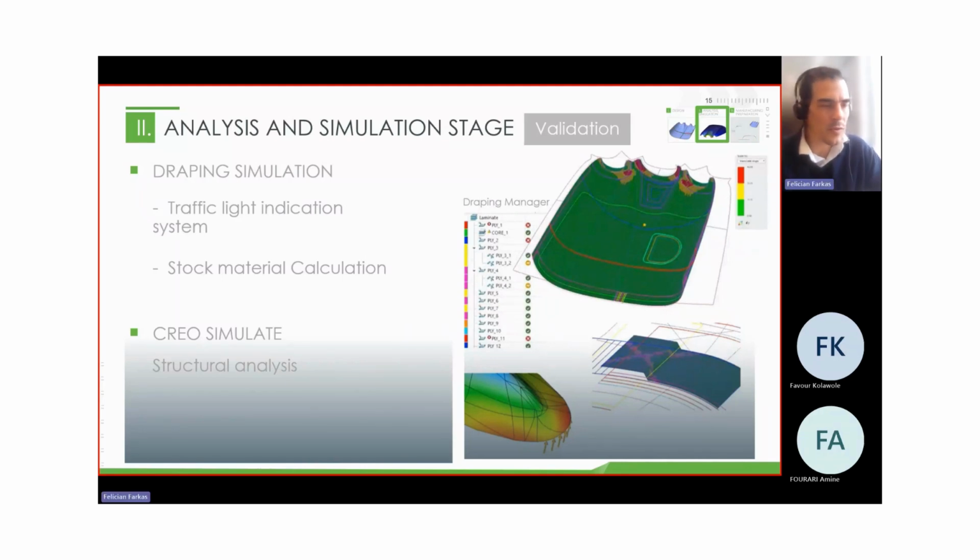Also we have the stock material calculation shown. So we can specify the stock material size, and it automatically aligns the laminate layer and gives us a notification if the material can be applied in one piece, or we have to splice, cut it, and use more than one piece.